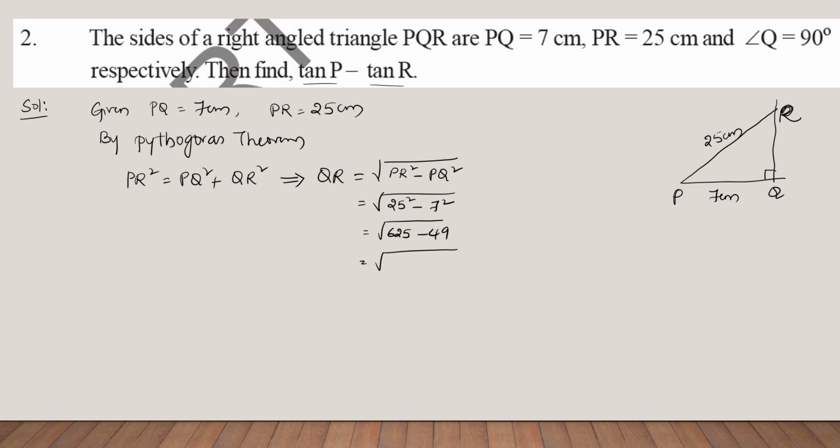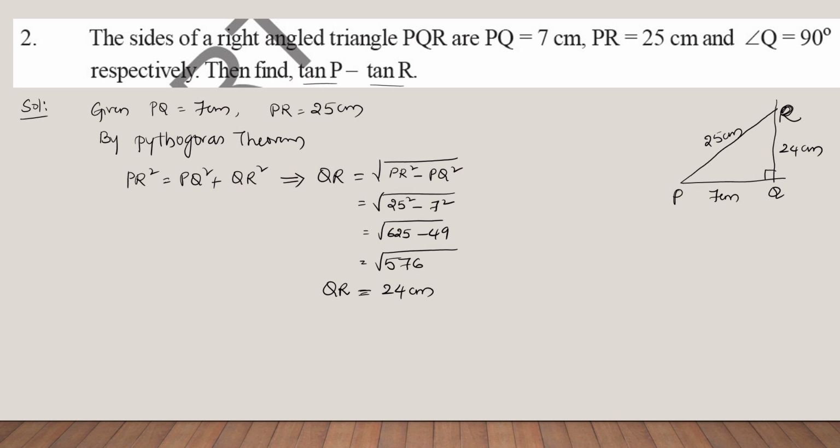From this, 15 minus 9 is 6. Next 11 minus 4 is 7. So I am going to get 576. 576 is nothing but 24 square. So square root of 576 is 24 centimeters. So from this clearly QR is 24 centimeters.